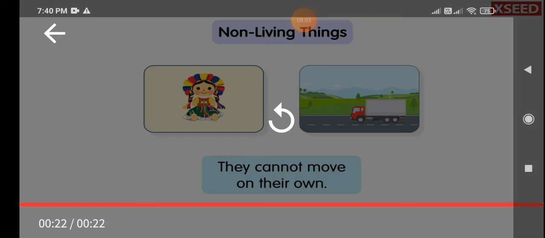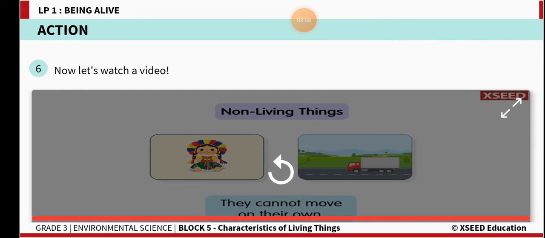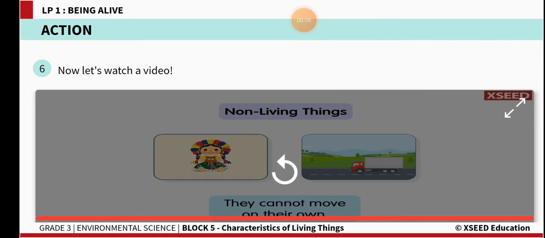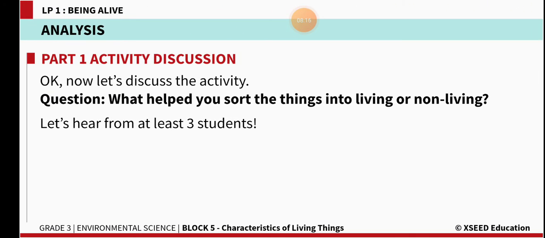Understood? So what are the characters shown by living things? You understood well? So based on this, living things can be identified from the non-living things. Now you try to answer this. What helped you to sort out the things into living and non-living? Just now we discussed what things are helping us to divide living and non-living.